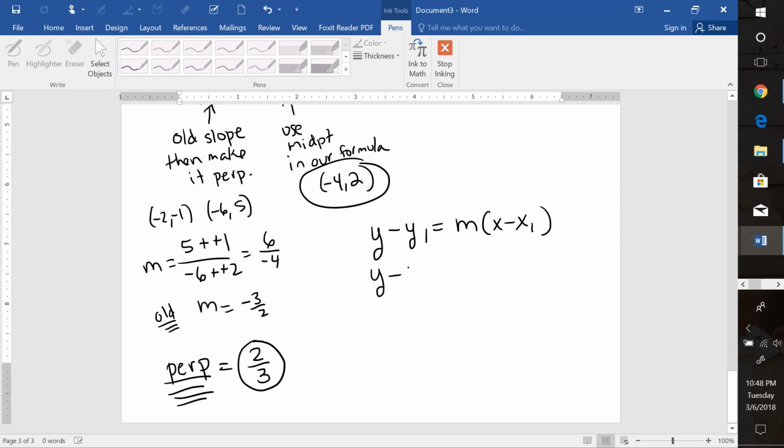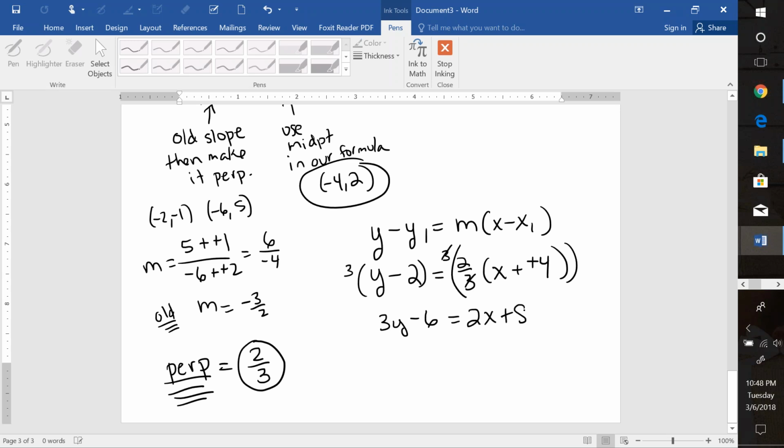So remember, that's this formula. So that's y minus 2 equals 2/3 times x minus -4. So that's going to be plus plus. If you want, you can clear out your fraction here. So this would be 3y minus 6. You still have to distribute this 2, so that's going to be 2x plus 8.